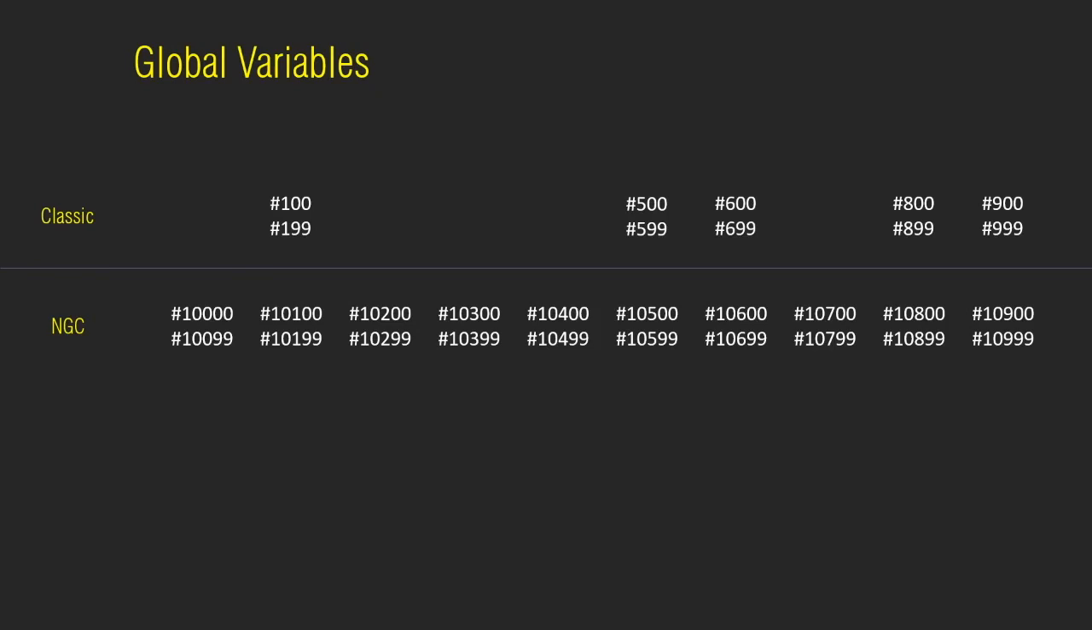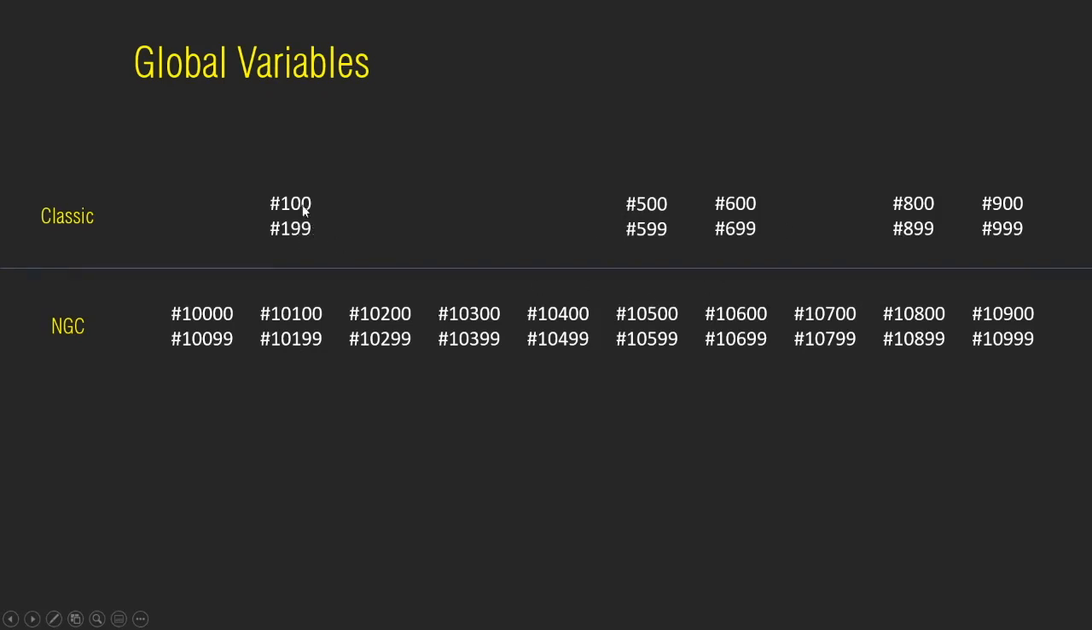And I've split it up here, showing the classic control at the top and the next gen control on the bottom. And on the old classic machine, we would have 500 variables available to us, which is really quite a number of them.